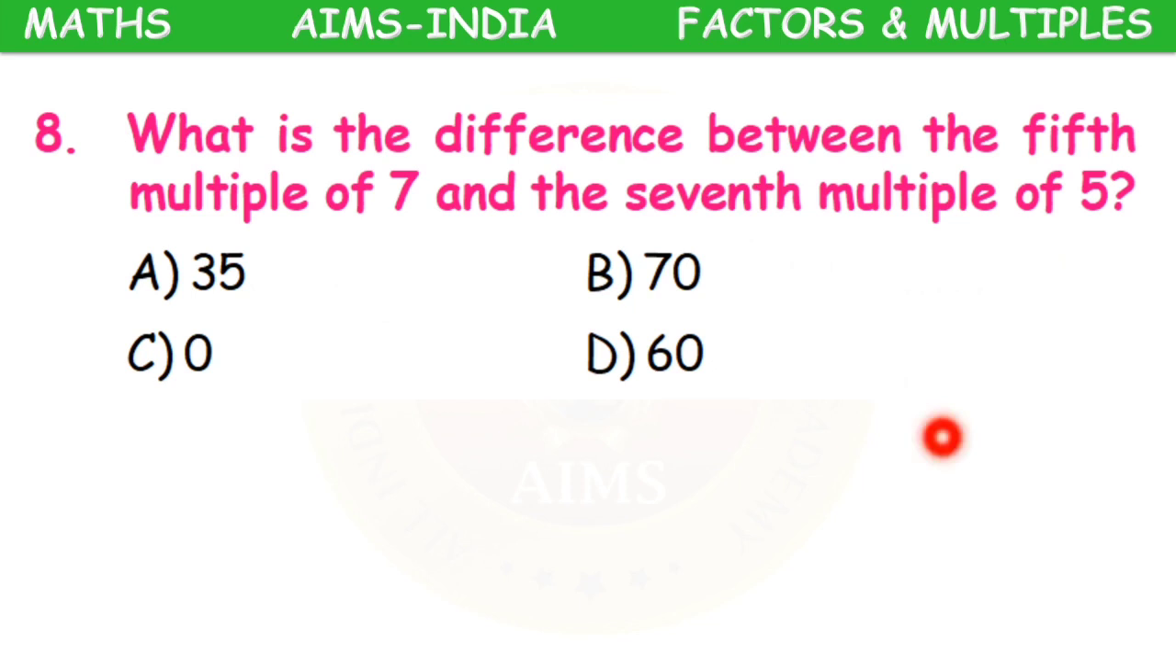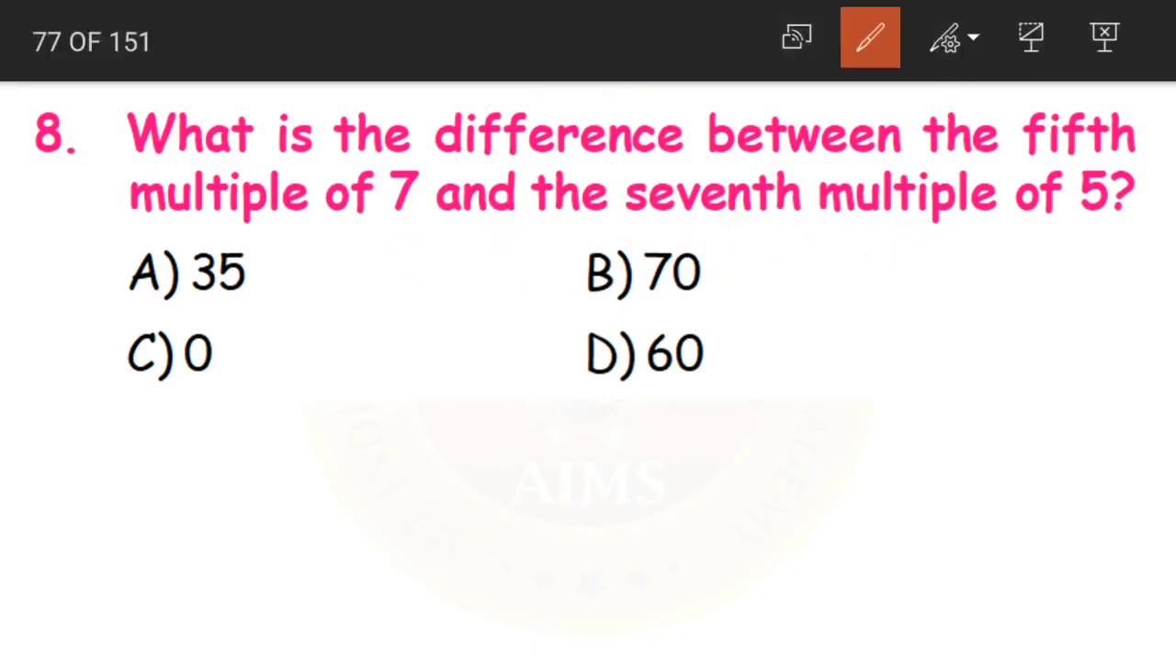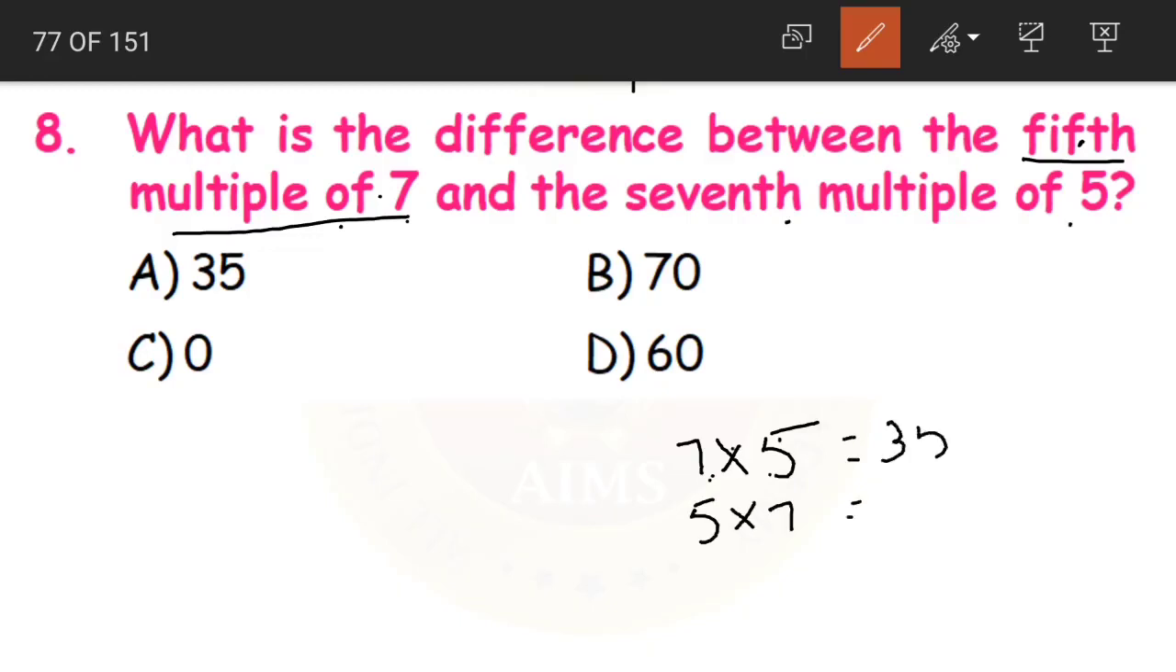Next, question 8. What is the difference between the fifth multiple of 7 and the seventh multiple of 5? Now what is the fifth multiple of 7? It is nothing but 7 into 5. Yes children, how do we find the multiple of a number? We multiply it with another number. So the fifth multiple of 7 becomes 7 into 5. And the seventh multiple of 5 is 5 into 7. 7 5s are 35 and again 5 7s are 35.